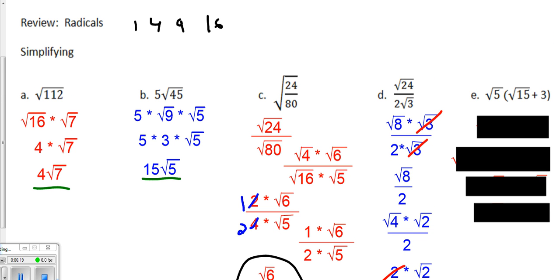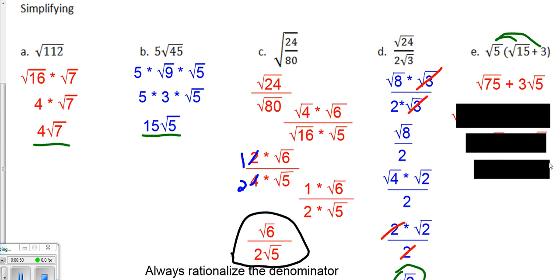Now this last one, e, because we have the square root of 5 on the outside of this parentheses, and the inside there is square root of 15 plus 3, this means that we're multiplying. So we have to distribute this square root of 5 to each of these pieces. Square root of 5 times the square root of 15, square root of 5 times this whole number, 3. Well, 5 times 15 is 75. So square root of 5 times square root of 15 is the square root of 75. Square root of 5 times 3 is 3 square roots of 5.